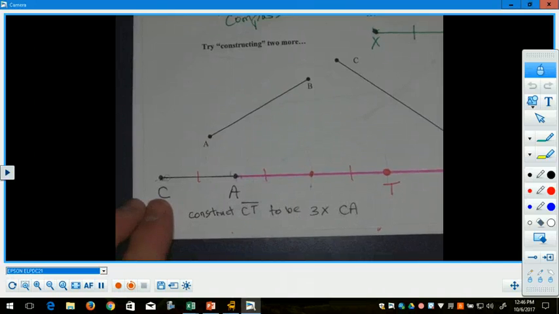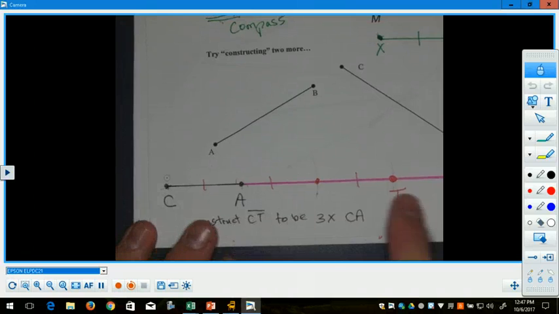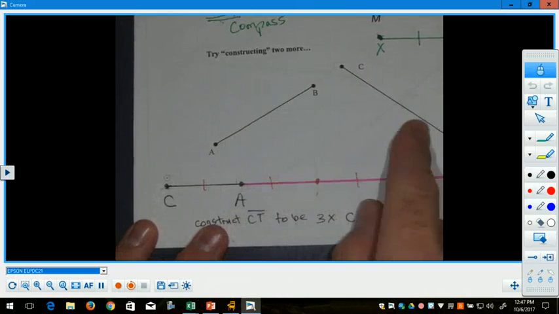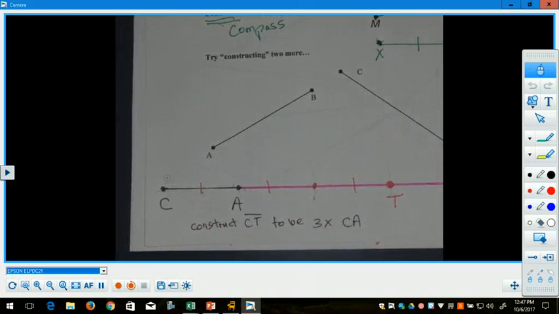Try doing one more construction of congruence, but we're going to move on to midpoint soon. If everybody at your table has done at least one of these congruent constructions, which are pretty easy and straightforward, the next thing I'd like you to try is to make a perfect circle.